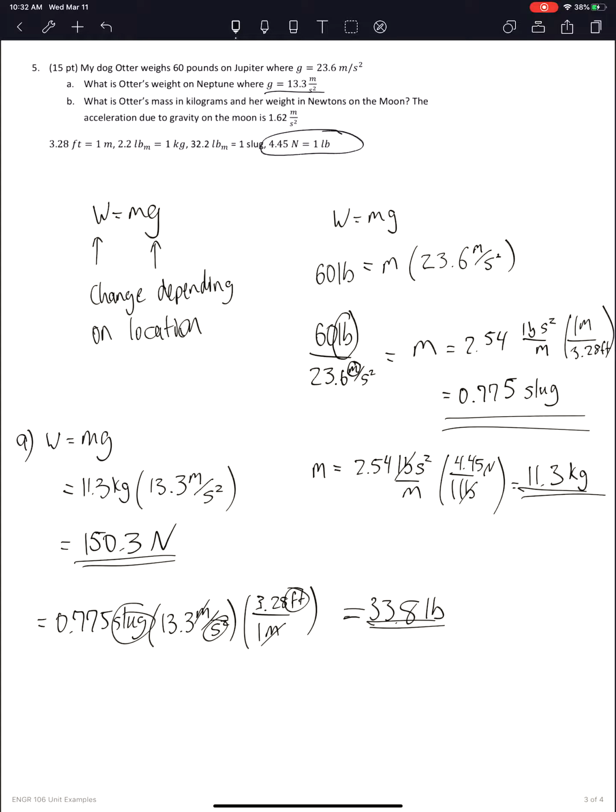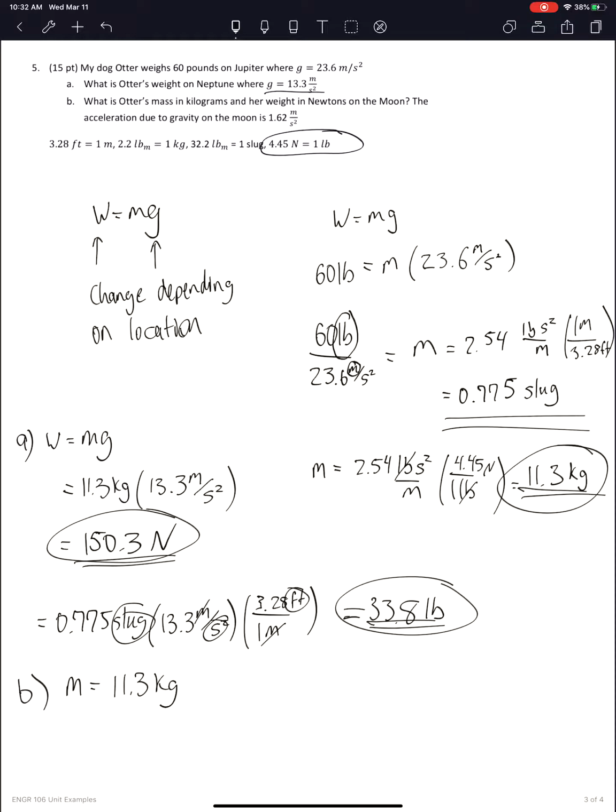It's plausible that I would ask you specifically for the answer in newtons or pounds. So you need to be able to do both of these. For part B, they ask for the mass in kilograms and her weight in newtons on the moon. The acceleration due to gravity on the moon is 1.62 meters per second squared. Well, the mass is easy. The mass doesn't change as you move around. They ask for it in kilograms. I already know it in kilograms, 11.3 kilograms.